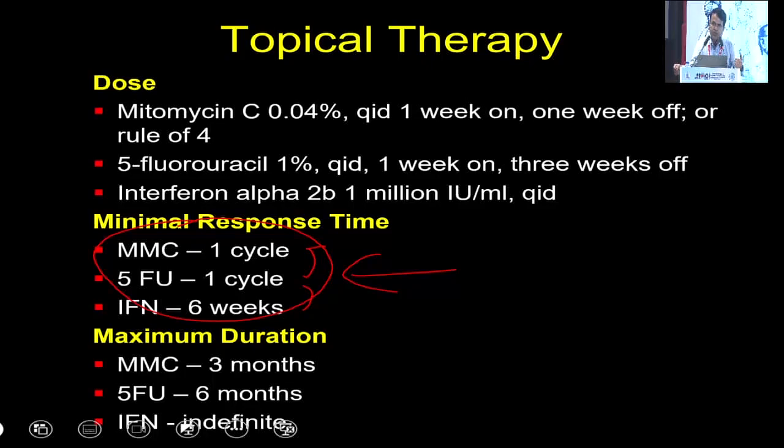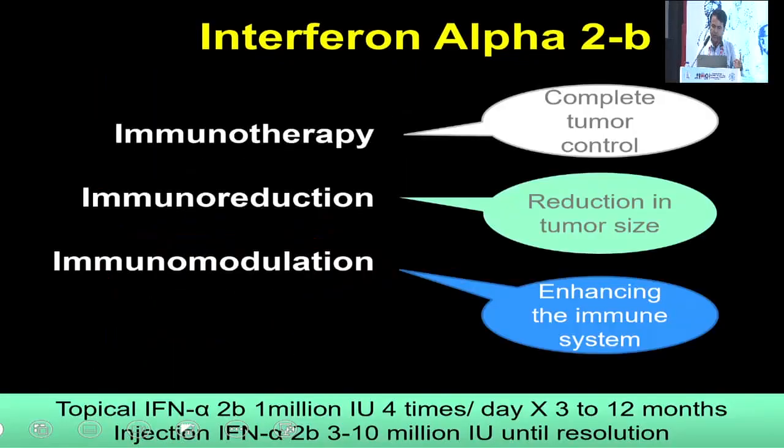Maximum duration. This is a question that is often asked. How long can we use it without causing complications to the corneal epithelium and the limbal stem cells? In mitomycin, it is 3 months. It is most toxic to the limbal stem cells and also the corneal epithelium. In the case of 5-fluorouracil, it is 6 months, and in interferon, it can be indefinite. You can continue it forever.